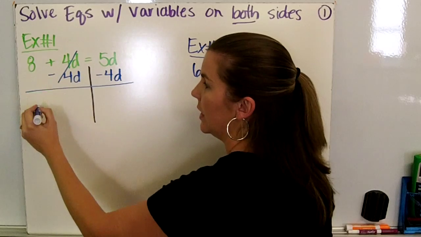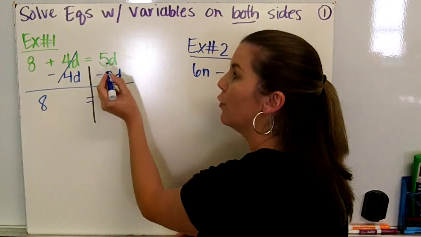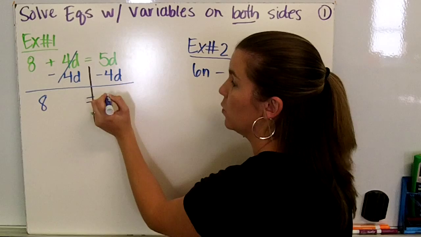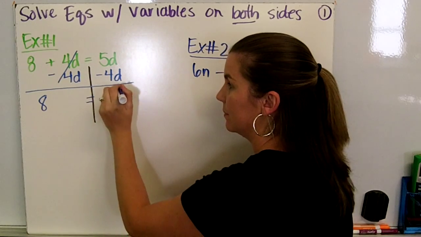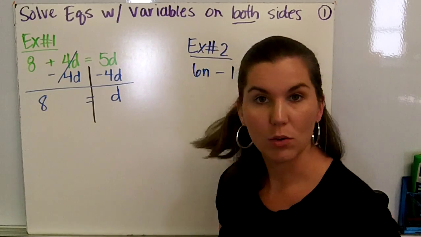These will cancel. 8 comes down. 4 from 5 is 1, so I have 1d. Or you can just write d. So 8 equals d.